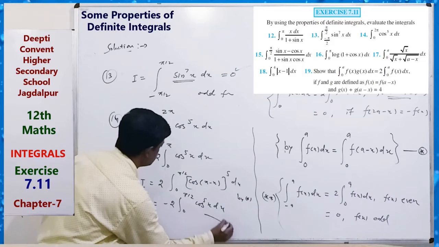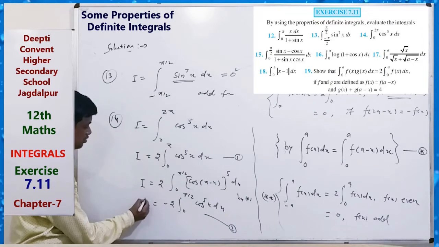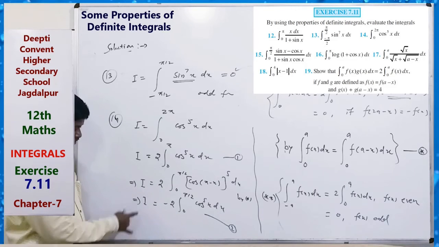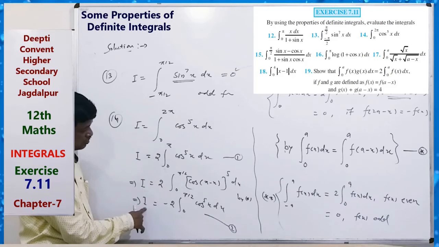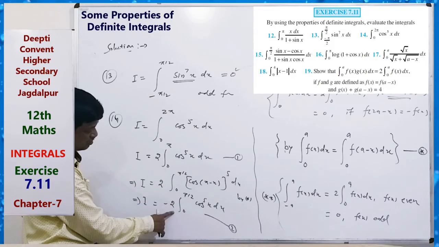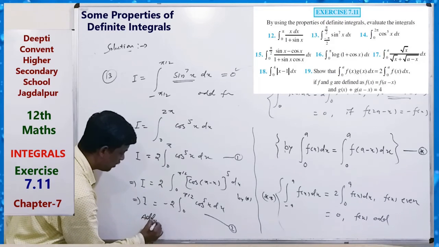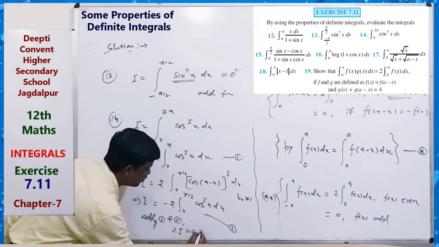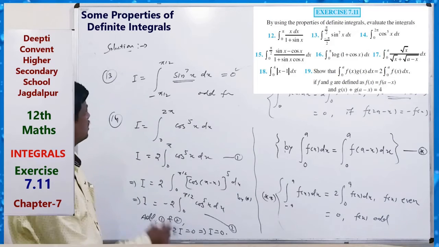So equation 1 is this, and equation 2 is this. Adding these two, I plus I, 2I equals this and this are the same but with plus and minus. So adding 1 and 2, 2I equals 0, which implies I equals 0. So 0 is the answer.